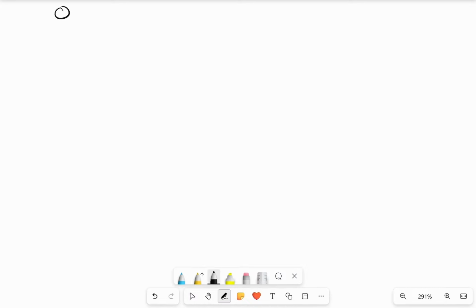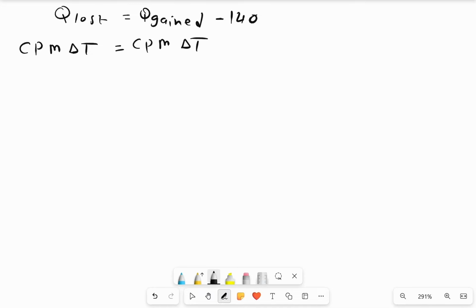We have Q lost, which is equal to Q gained. But don't forget that we had 0.14 kilojoule lost to the surrounding. Okay, we have kilojoule, so change it to joule by multiplying by 1000. You get 140. Okay, so subtract it from this side. Now Cp of silver times mass of silver times change in the temperature of the silver is equal to Cp of water times mass of the water times delta T of the water minus 140.